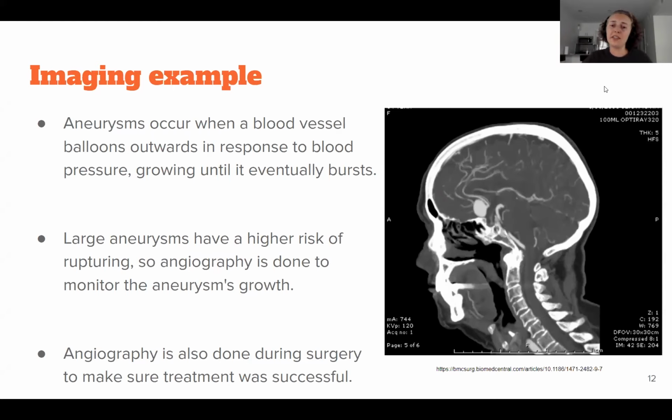So angiography can be used to diagnose aneurysms. It can be used to monitor them to see if they're growing or how fast they're growing. It can be used to plan out the surgery, and it might also be used after surgery to determine whether or not the surgeon was successful in treating that aneurysm.